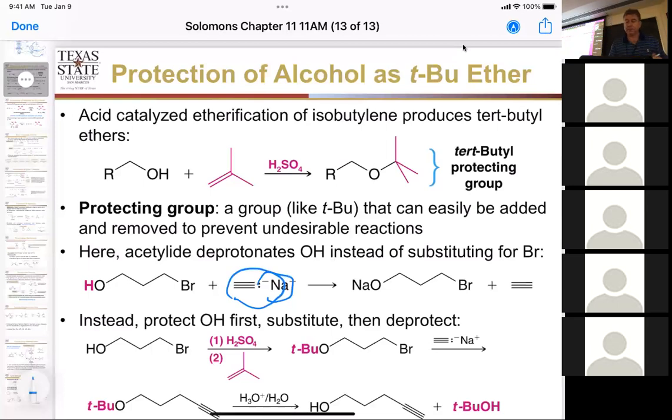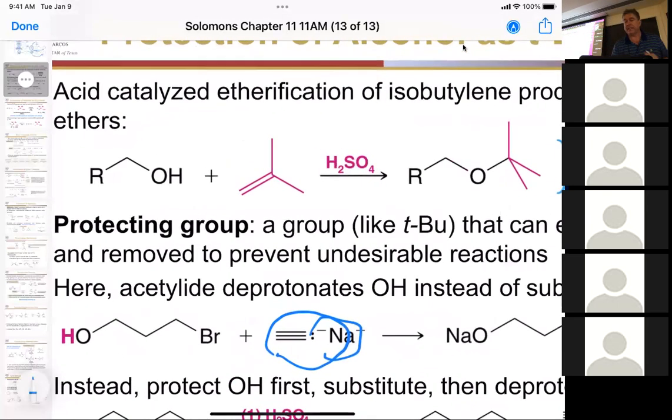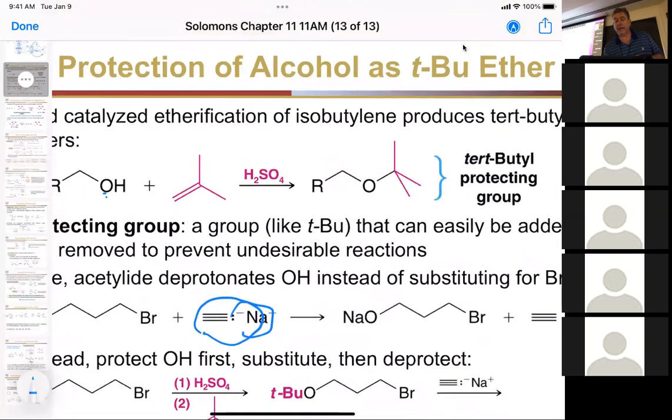Okay. So it turns out one of the really easy ways to do it is to take this isobutylene right here, and we're going to use it acid catalyzed, but we're going to use the alcohol as our nucleophile, and it's going to attach to the center carbon right here, giving us this tert-butyl protecting group. Okay. So the only thing we've done is remove that proton and create an ether.